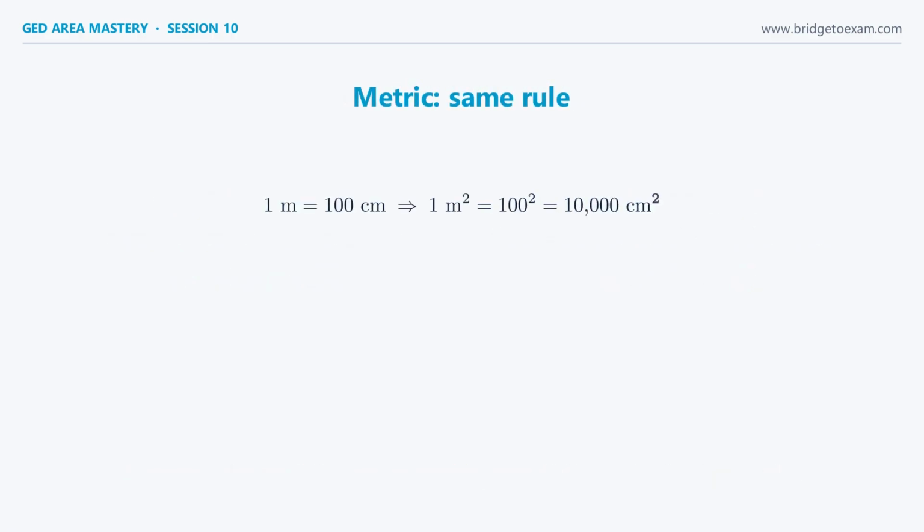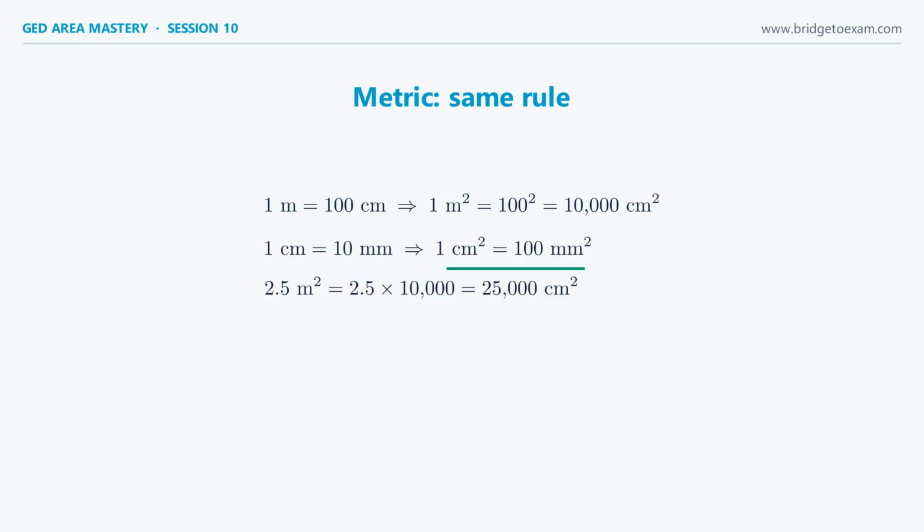Metric follows the same rule, with friendlier numbers. 1 meter is 100 centimeters, so 1 square meter is 100 squared, 10,000 square centimeters. A 2.5 square meter banner is 25,000 square centimeters.